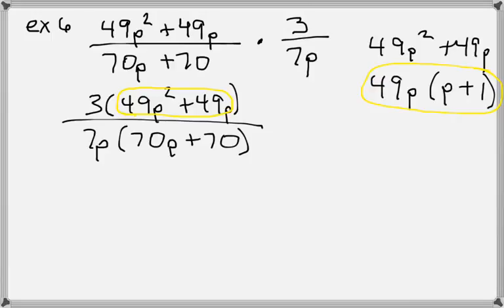So let's go ahead and do that. In the numerator I have a 3 times 49p, and I also have a p plus 1. All of that's in my numerator.